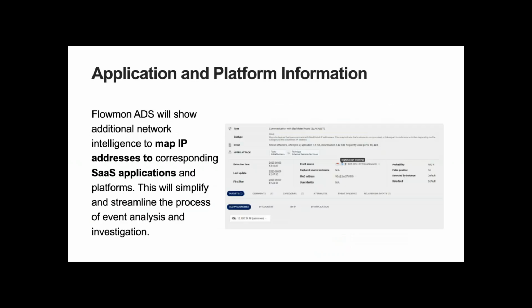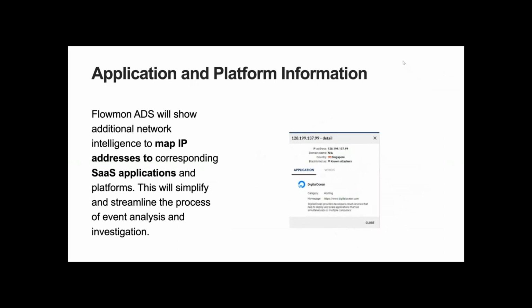Next feature was, let's say, an extension of the information we provide you towards application and platform information. So this is available throughout the user interface, whether it is in the event detail, or if you're investigating a simple list of events, you can add this application view to help you more effectively streamline the investigation process by having more information about the application.